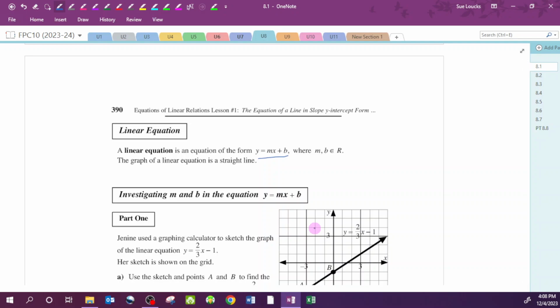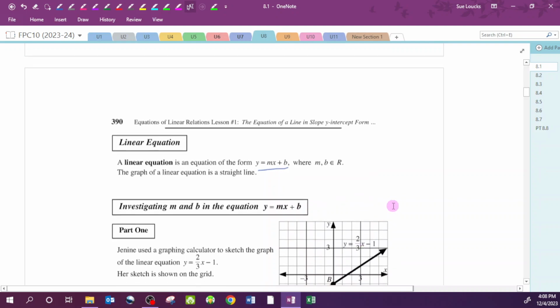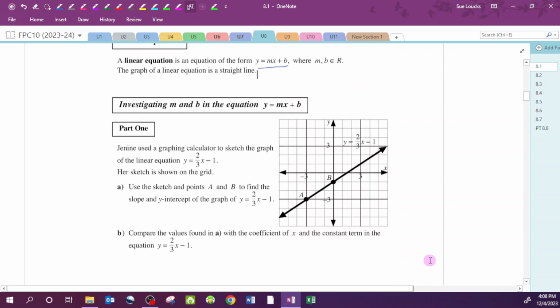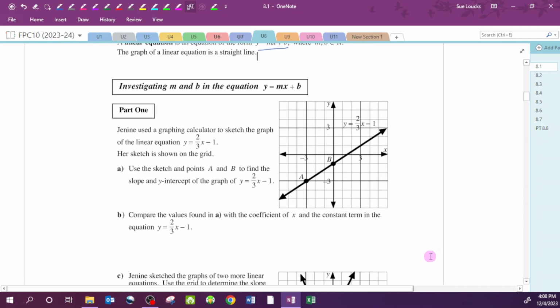So Janine used a graphing calculator to sketch the graph of this linear equation y equals 2/3 x minus 1, and that's what the graph looked like. And so let's figure out what the slope is. Okay, so the slope is rise over run going from A to B. So it's got 1, 2, and 1, 2, 3. So the slope is 2/3. And the y-intercept is right here. It equals -1.